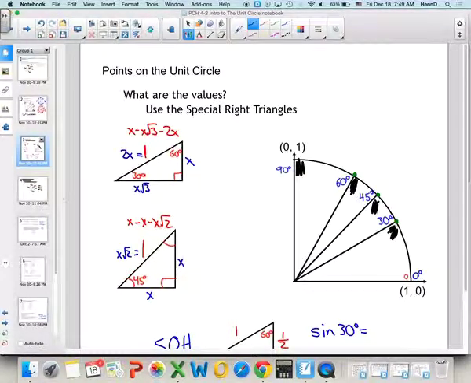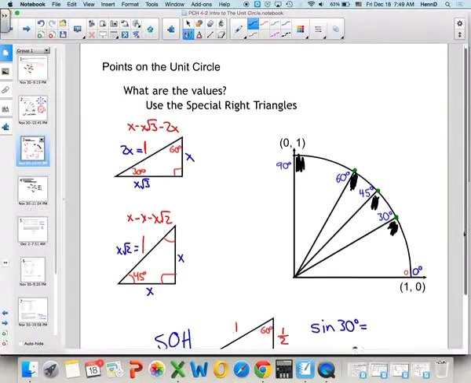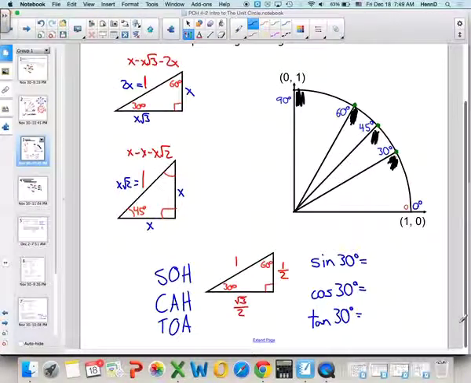we could use our 30, 60, 90 right triangle or our 45, 45, 90 right triangle, or instead we could use our right triangle trig, like we said before. I want to do this because that will help us.